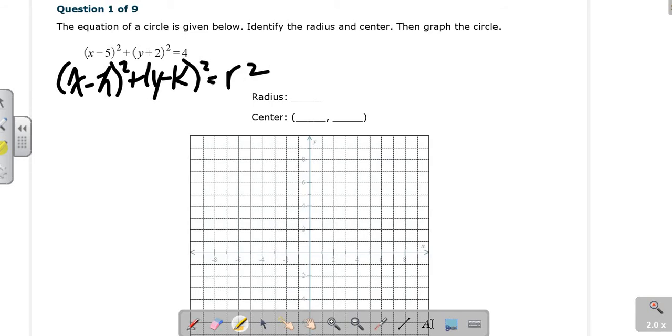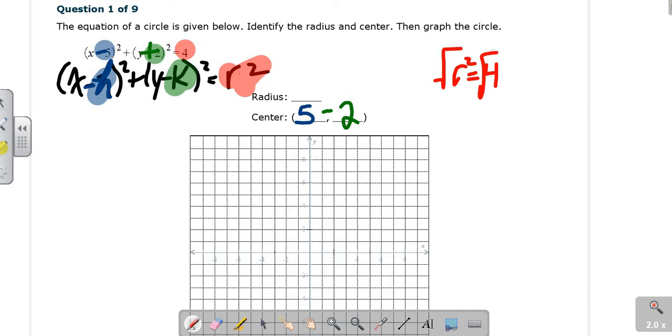Taking a look here, (x minus h) squared plus (y minus k) squared equals radius squared. You ask yourself, what would the h be? The signs did not swap, which means your h had to have been positive 5. For k, take a close look, the signs did swap, which means your original k had to be negative 2. If r squared equals 4, your radius is therefore 2.